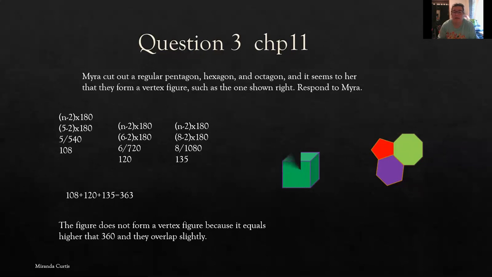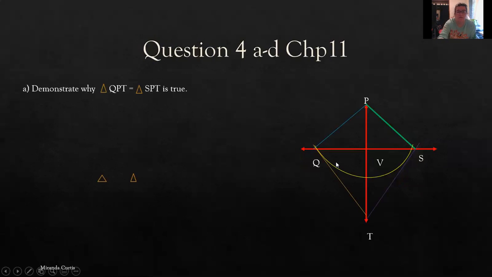And our shape right here, if you look at it, when you say a vertex figure, it's got faces, and you won't have any out of these. Now, if we took a triangle and drew it in here, it would give us some faces, and it would equal 360.